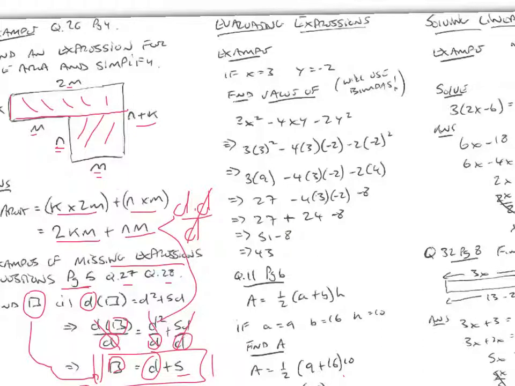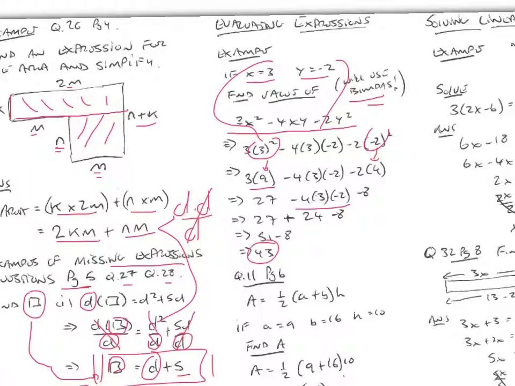Let's look at evaluating expressions. So if x equals 3 and y equals minus 2, find the value of 3x squared minus 4xy minus 2y squared. We'll use BIDMAS for this, which is in the primer video if you haven't watched that yet. So we just sub in our values, and we work out our squared, our indices here. Then we work out our multiplications from left to right as we go along, and basically we end up with 43. That's straightforward enough, that example.